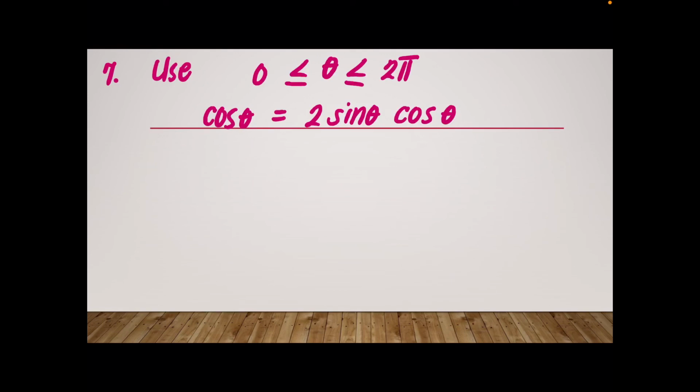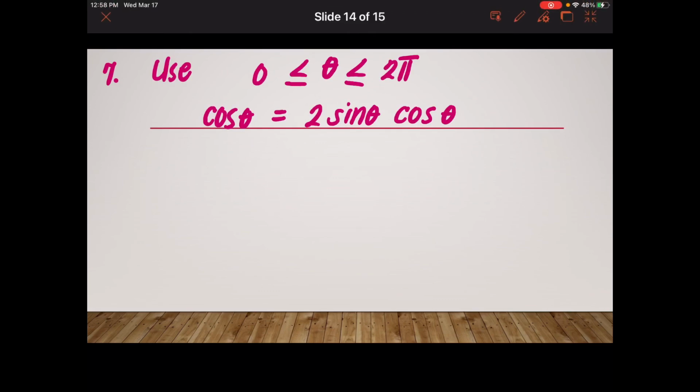Okay, example number 7. So we just use the interval theta between 0 and 2 pi, inclusive of 0 and 2 pi. And then the given equation: cosine theta is equal to 2 sine theta cosine theta. Now let's try solving this without substituting a certain variable for them. So let's just practice that. I'll just transfer 2 sine theta to the other side. So 2 sine theta cosine theta is equal to 0.